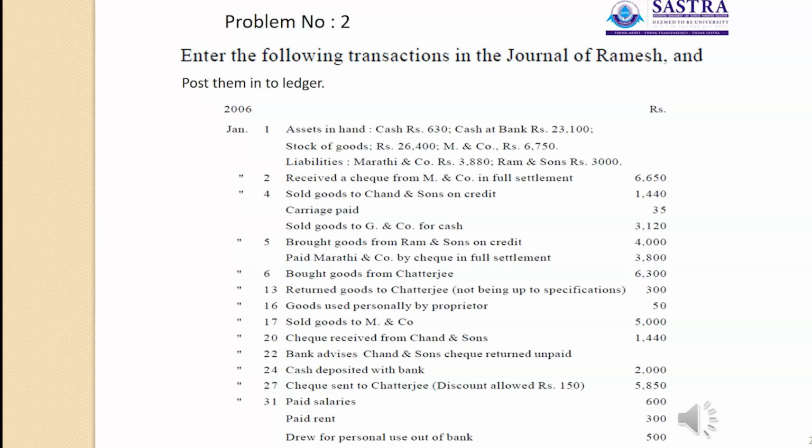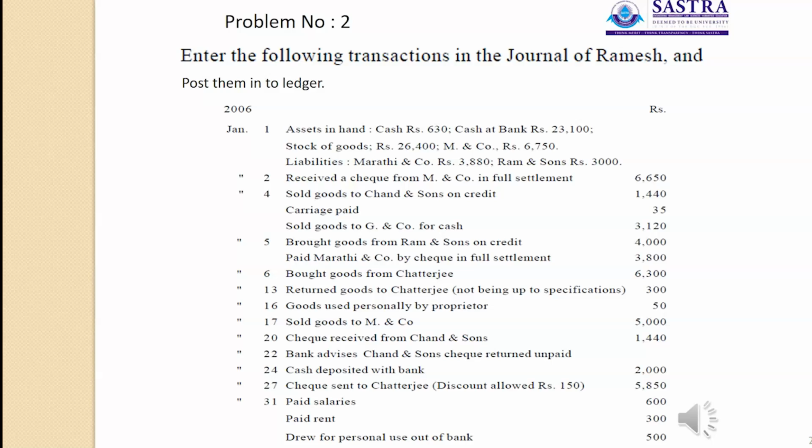1st January 2006. Assets in hand: cash rupees 630, cash at bank 23,100, stock of goods 26,400, M&M Company 6,750. Liabilities: Marathi and Company rupees 3,880, Raman and Sons rupees 3,000. January 2nd: received a check from M&M Company in full settlement, rupees 6,650.